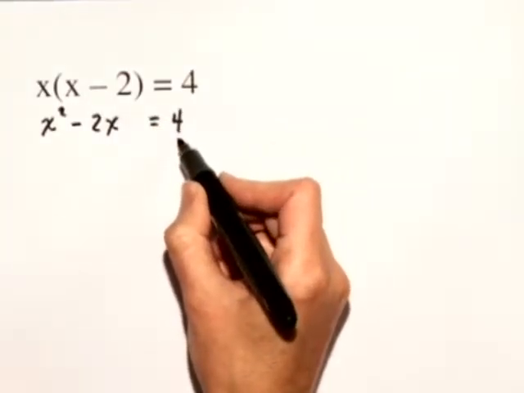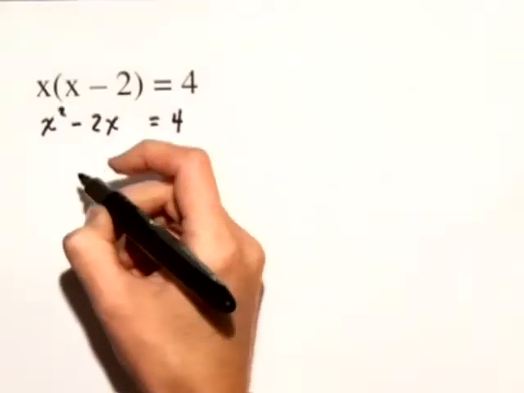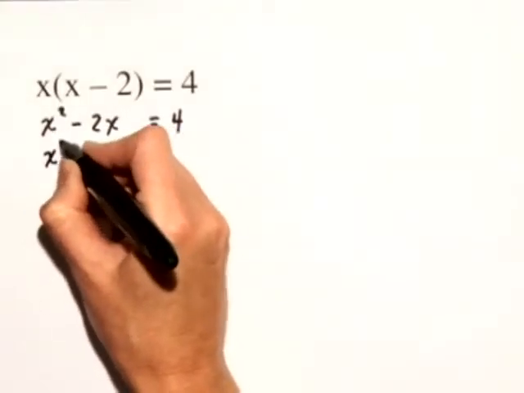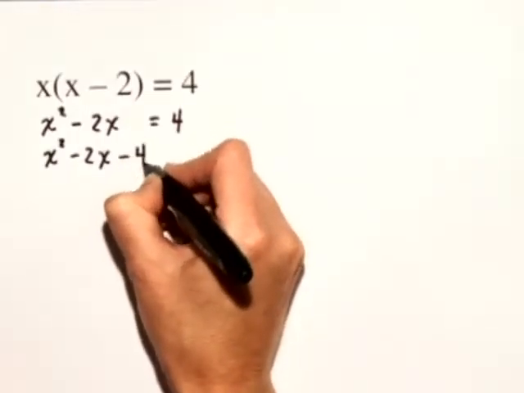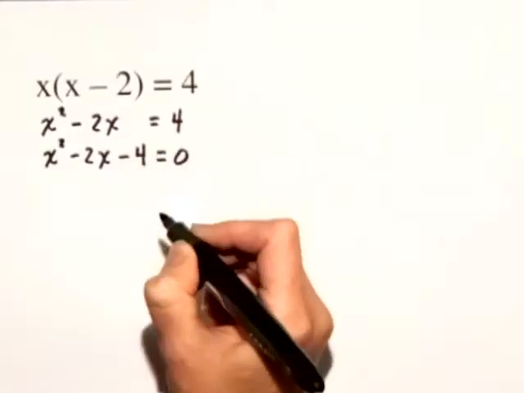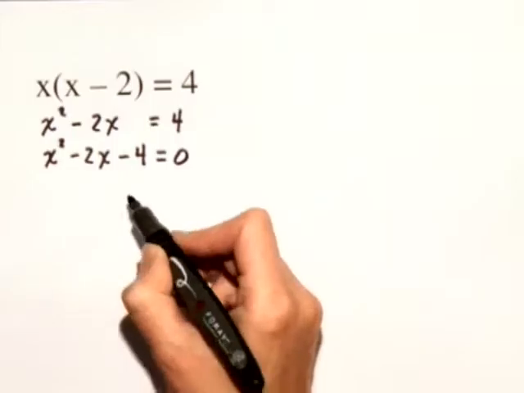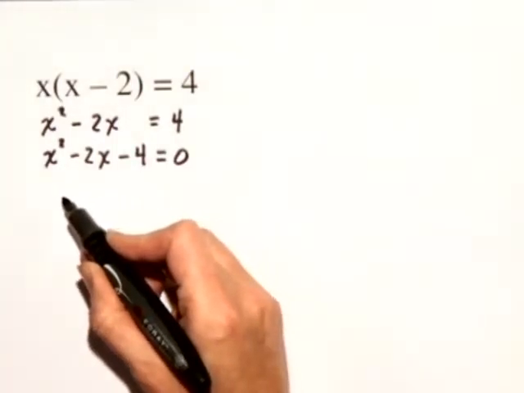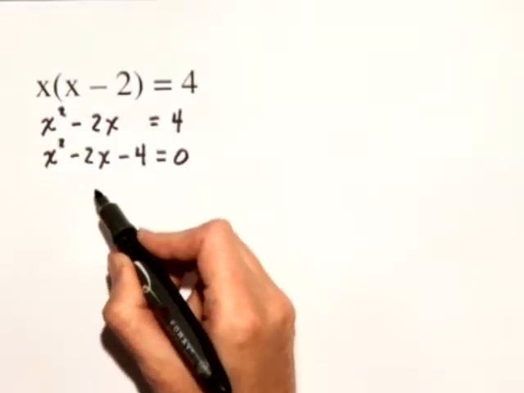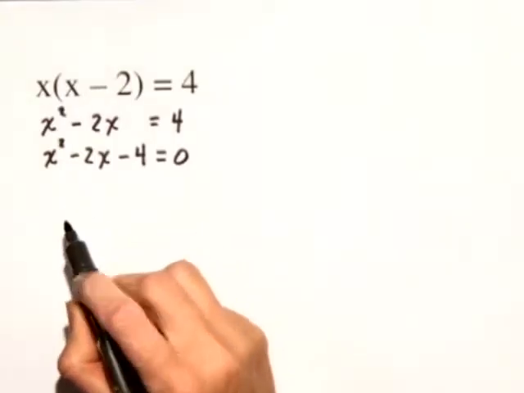In order to solve this quadratic equation, we'll put it in standard form by subtracting 4 from both sides. And we have x squared minus 2x minus 4 is equal to 0. It's always a good idea to see if we can factor a quadratic equation, but in this case it doesn't look like we can factor it. So we can apply another method to solve the quadratic equation, and we'll use the quadratic formula in this case.